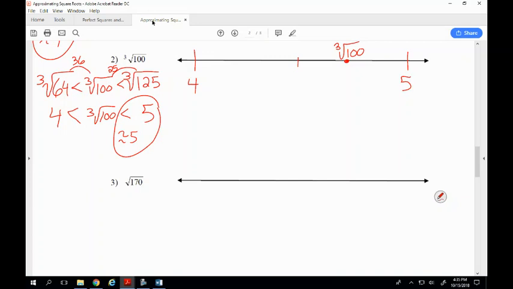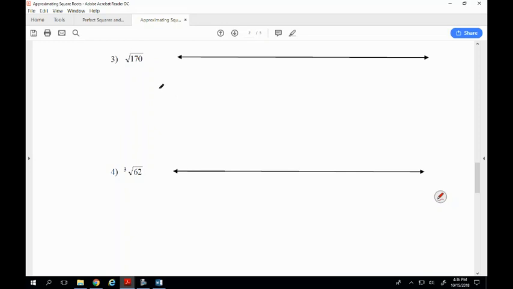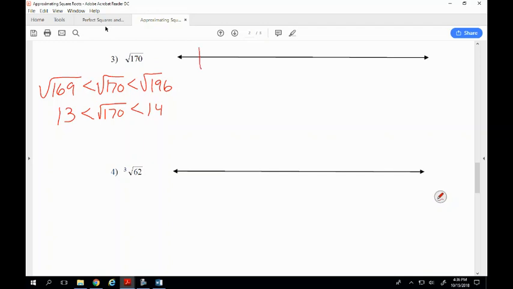We've got the square root of 170. So again, we flip back to that chart, we find it. Square root of 169 goes on the left, is less than the square root of 170, which is less than the square root of 196. Square root of 169 is 13. Bring down our middle number. Square root of 196 is 14. So 13 goes to the left, 14 goes to the right. Our middle is 13.5.